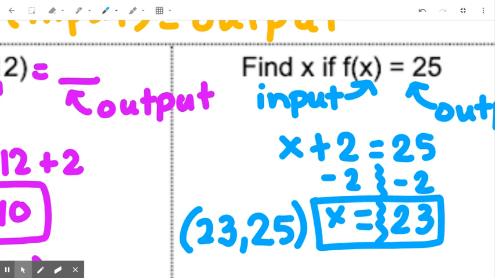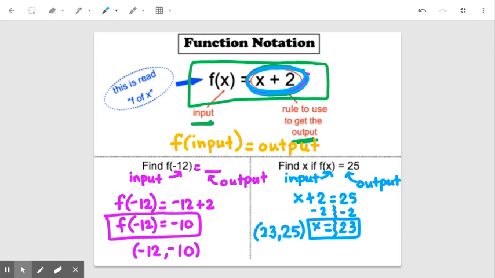Another way to write that would be an input of 23 gives me an output of 25. So this was a quick review of how you interpret the notation and how you find the inputs or outputs based on what you're given.